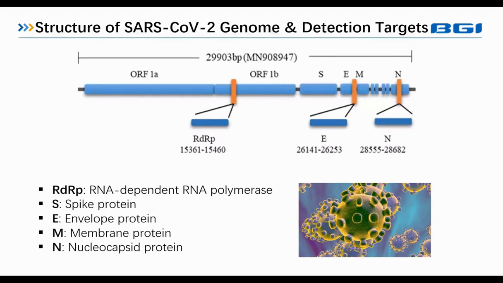It encodes polyproteins, and one of the proteins encoded is RNA-dependent RNA polymerase, RdRp. Our target is also on the ORF1ab region, but not RdRp, but it's also a conserved region. Other regions such as S, for spike protein, E for envelope protein, as well as N for nucleocapsid protein, can also be used for targets.